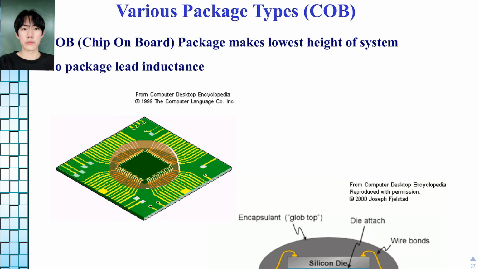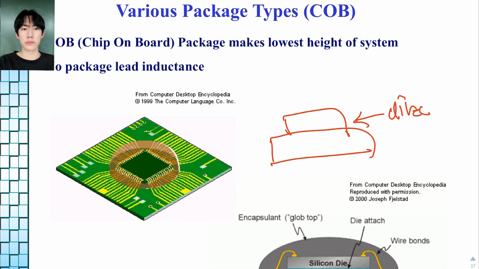Next is the COB type. The COB type connects the chip and the PCB pad directly. This PCB and this directly. So this type has many benefits. The area is small and the fault rate is low, but changing is difficult.